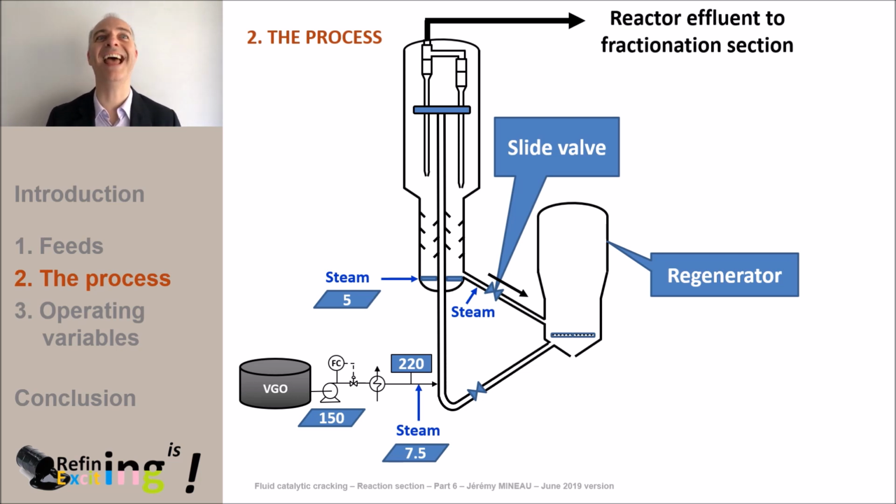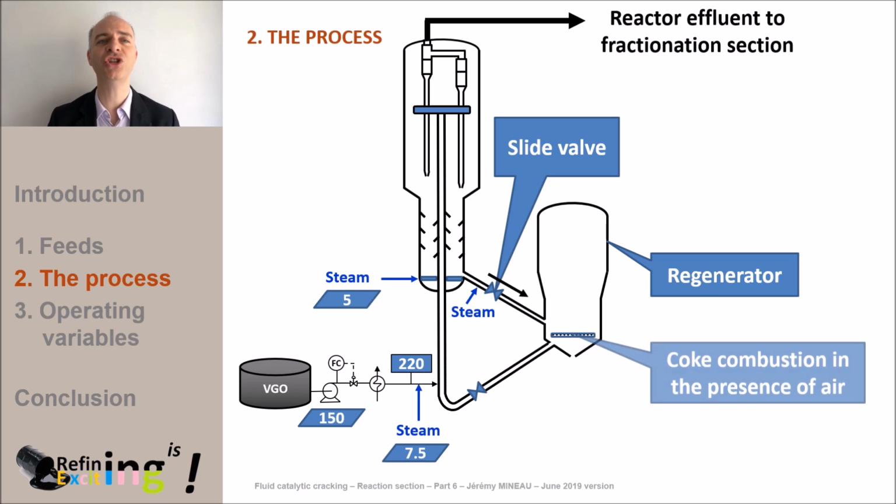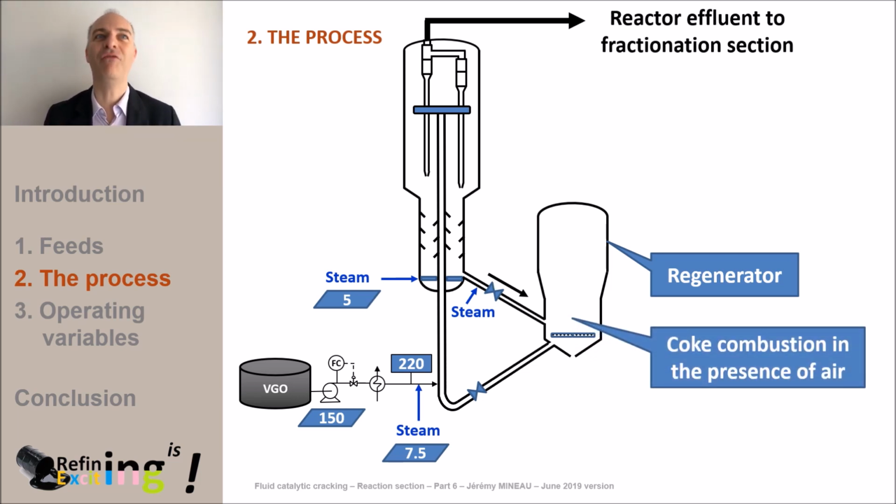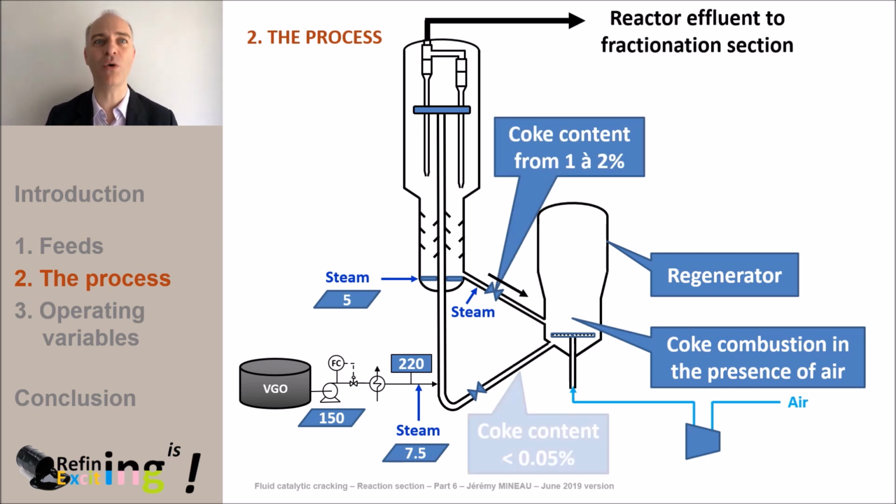Then the catalyst enters the regeneration section. In this section, the coke is burnt in the presence of fresh air to restore the initial activity of the catalyst. Fresh air is injected to burn all the coke on the catalyst. The air quantity is set to let the coke content on the catalyst decrease from 1 to 2% by weight down to 0.05% by weight.